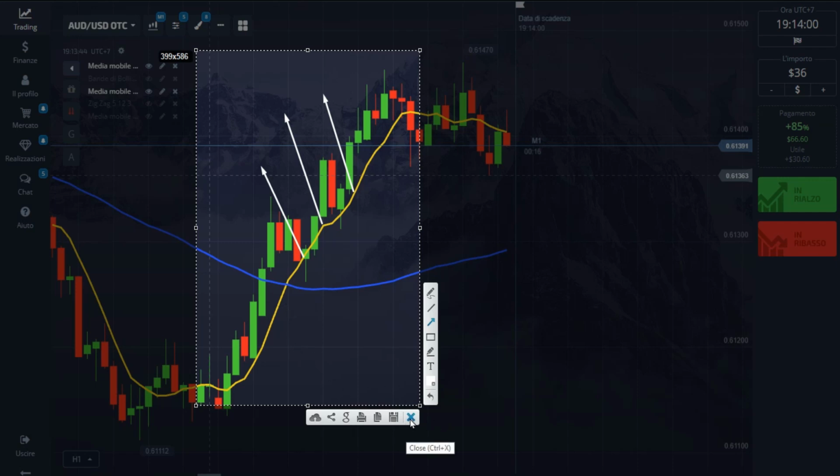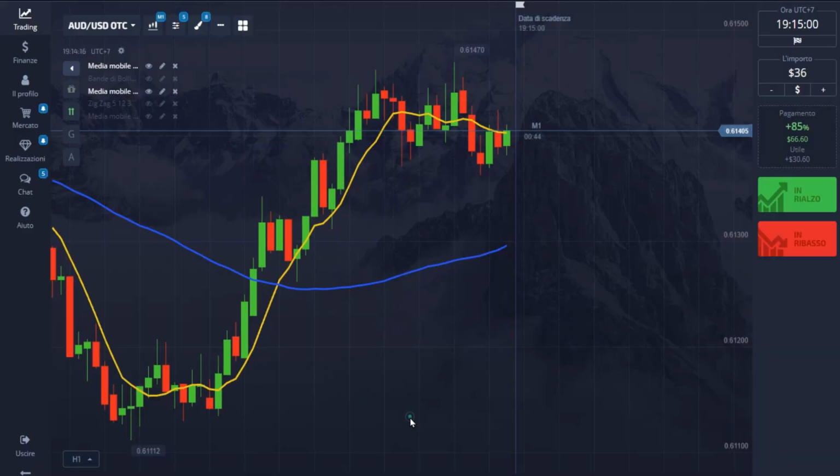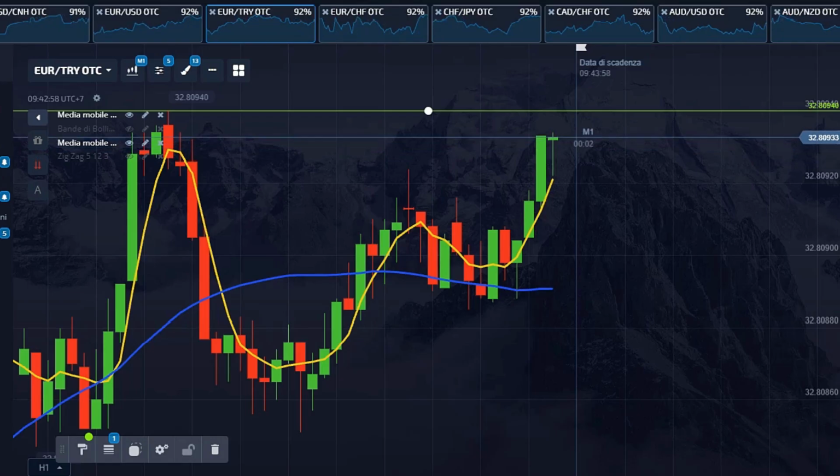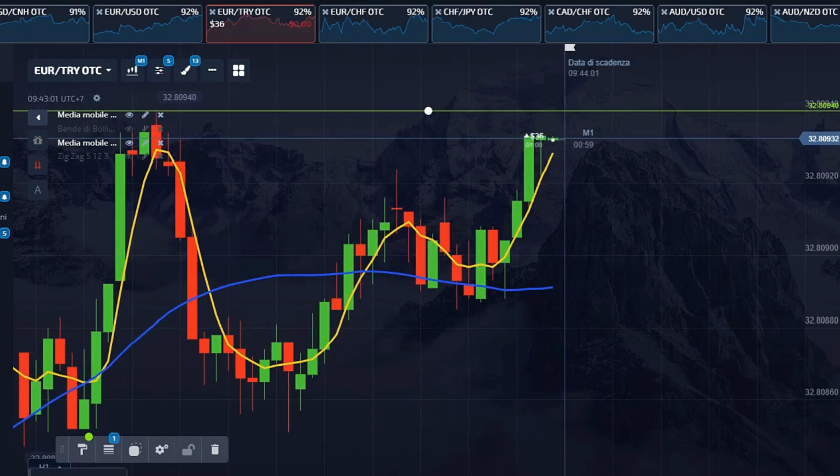As can be seen in the figure, prices tend to bounce on the moving average. The period of the moving average is 7. At the end of the video, there are examples to master the strategy.